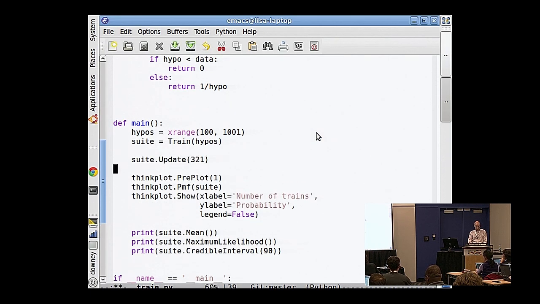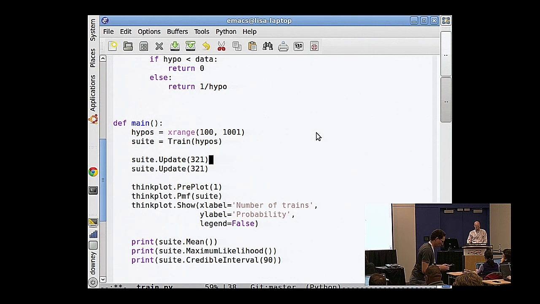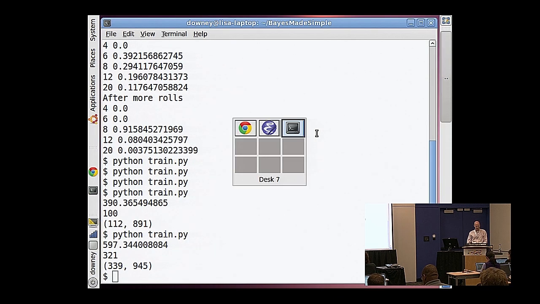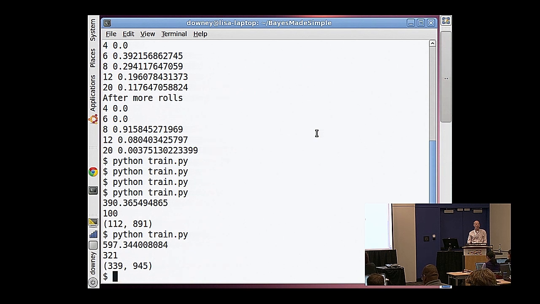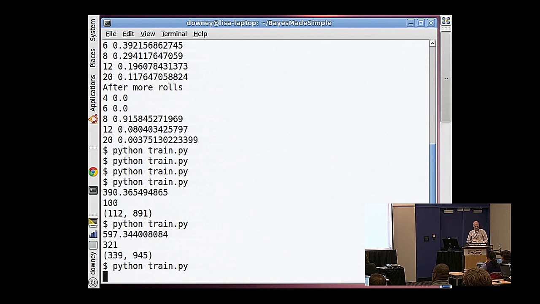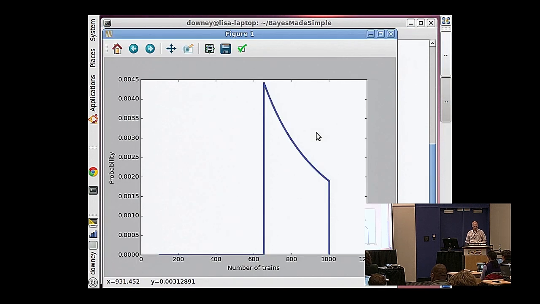Somebody tell me. I go down to the rail yard. I see another train. What number is it? 655. Excellent choice. So in your head, think for a second about what things will look like. You've seen train 655 and 321. What's the posterior going to look like? And I will run it. That is what that looks like.